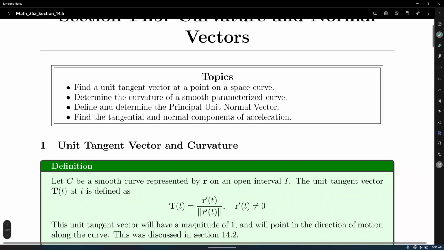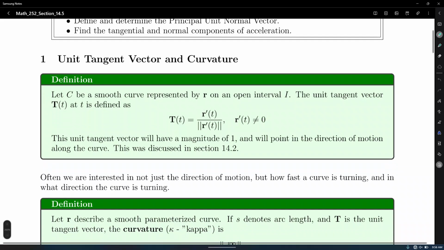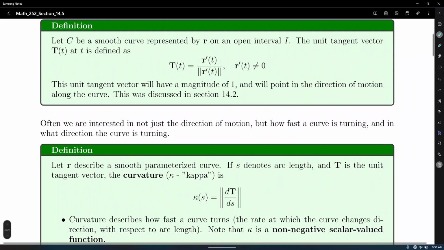All right, what else are we going to do? To determine the curvature of a smooth parameterized curve. What else? We're going to define the principal unit vector, and find the tangential and the normal components of the acceleration. That's a very important tool you will need in physics, in mechanics later. Okay, so again, the unit tangent vector: find the derivative of the vector valued function and divide by its magnitude. All those vectors have to have a magnitude of 1.